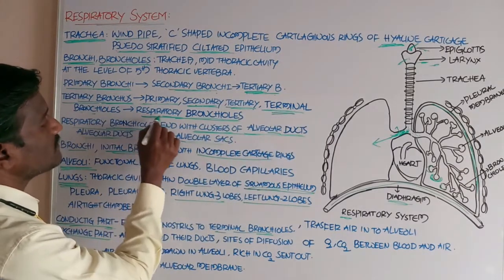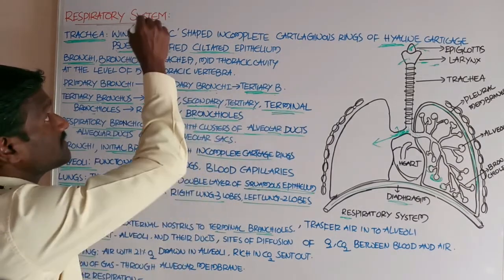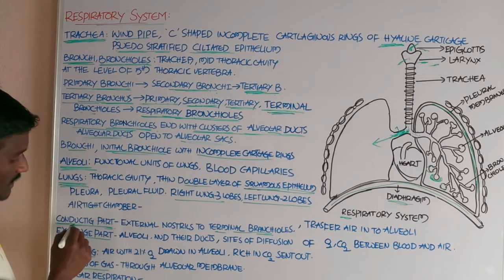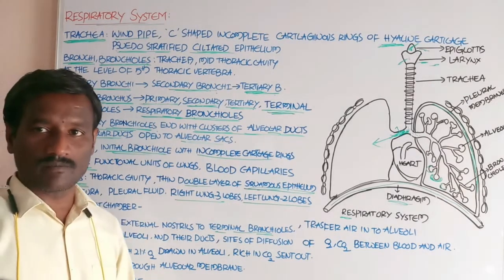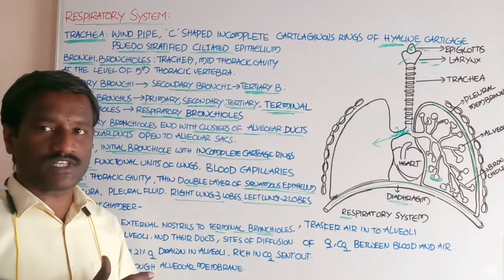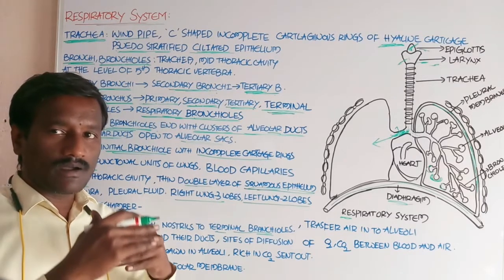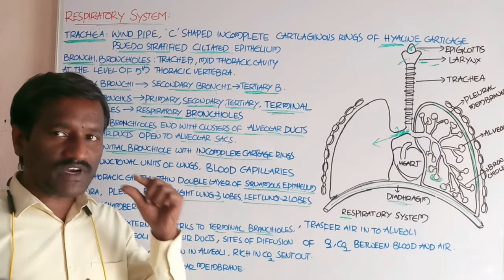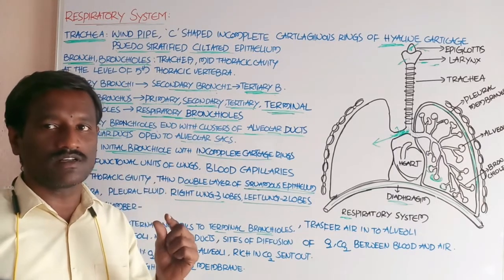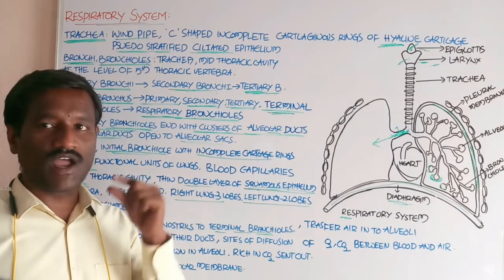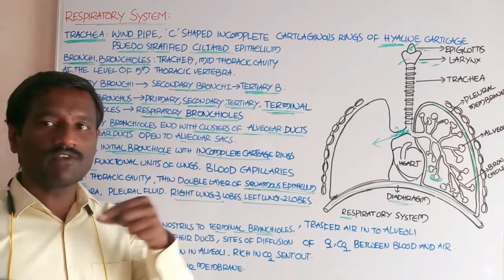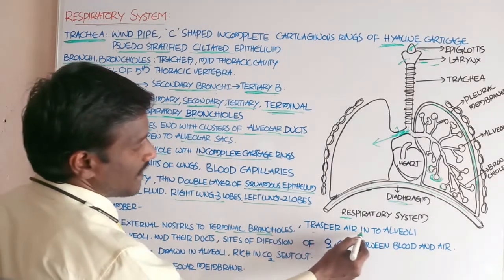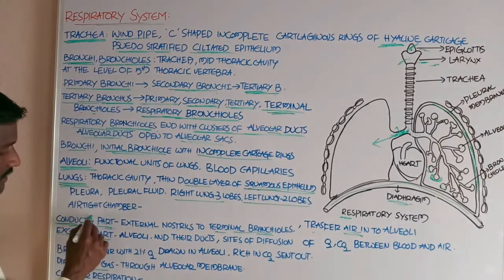Terminal bronchioles open into the respiratory bronchioles. This part of the respiratory system, from the external nostrils to the terminal bronchioles, is called the conducting part. It helps in conditioning the inhaled air to body temperature, prevents the entry of dust particles into the lungs, and helps in humidifying the air. Okay, students, and it transfers the air into the alveoli. This is the conducting part.